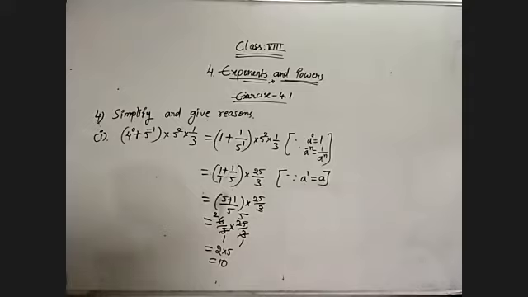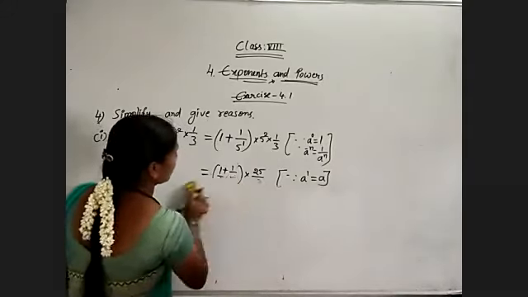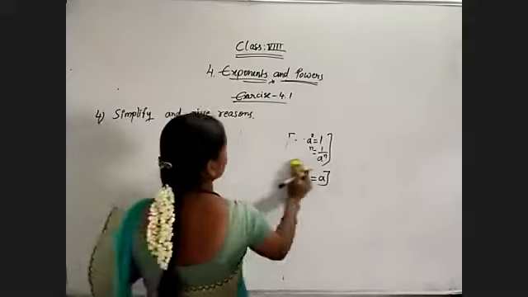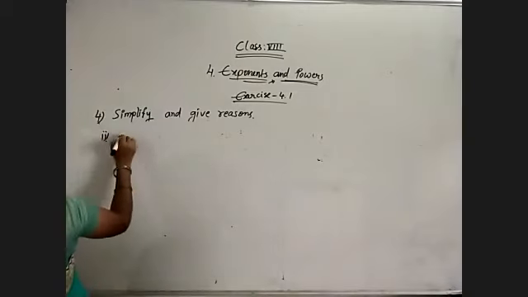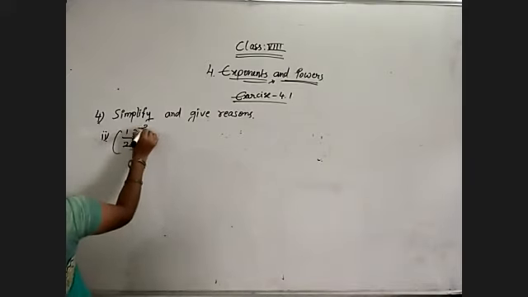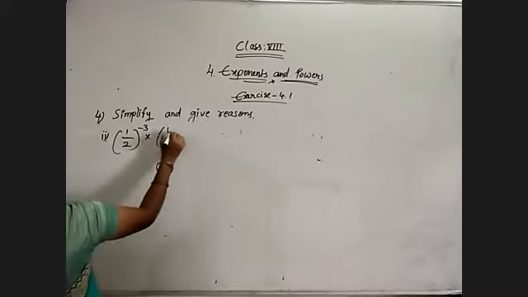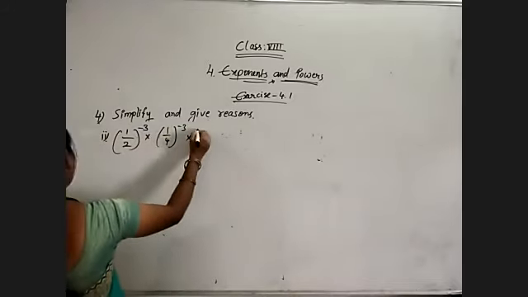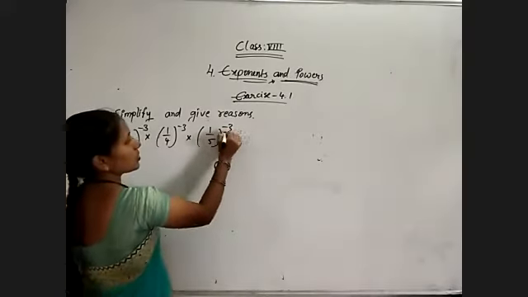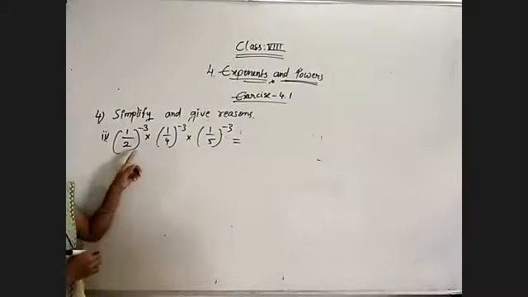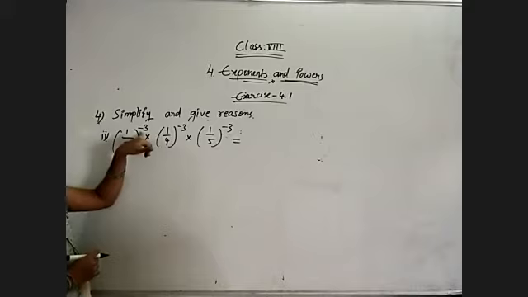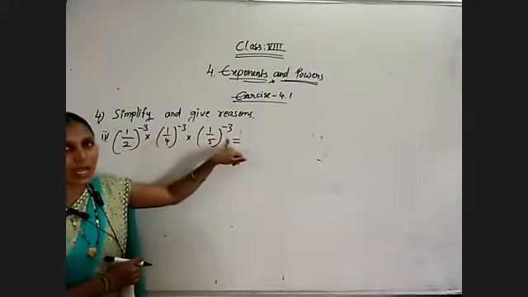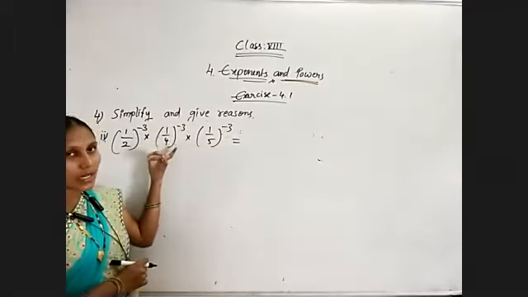Now coming to the second problem. 1 by 2 to the power of minus 3 into 1 by 4 to the power of minus 3 into 1 by 5 to the power of minus 3. So it is in which form? Observe the bases: 1 by 2, 1 by 4, 1 by 5. All those are different bases. Coming to exponents, first number is having minus 3, second also minus 3, third one also having minus 3 as the exponent. Means here exponents are same.